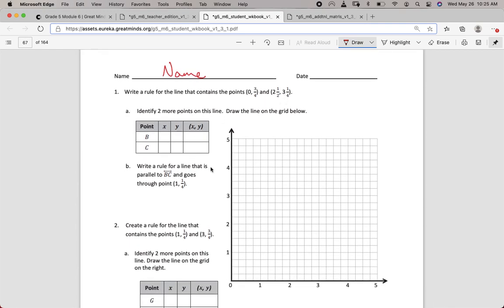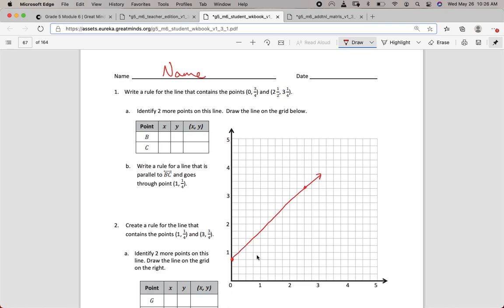Okay, so first of all, we're going to plot those points. 0, 3/4 would be here, and 2 1/2 and 3 1/4 would be here. Okay, so I can make my line straight across. Now I need to make a rule for this, so I'm going to work up to it. Okay, identify 2 more points on this line.